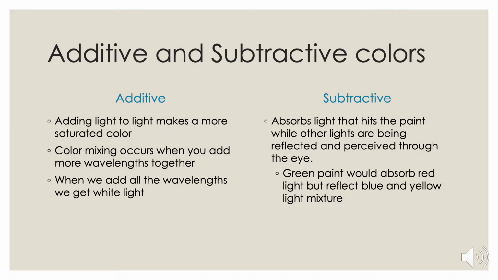Additive and subtractive colors. In additive color mixing, you add light to light, and then the 2 added lights together make another more saturated color, which means it's getting closer to white. Instead of absorbing light, it is the light. Adding lights together in additive color mixing does not erase wavelengths, but adds to them. When we add all the wavelengths, we get white light.